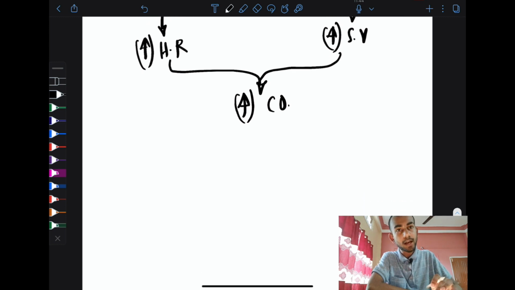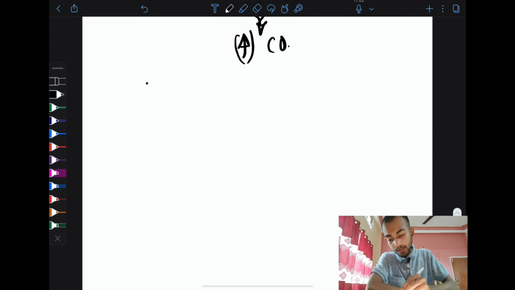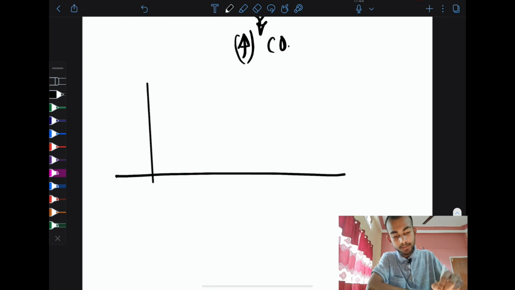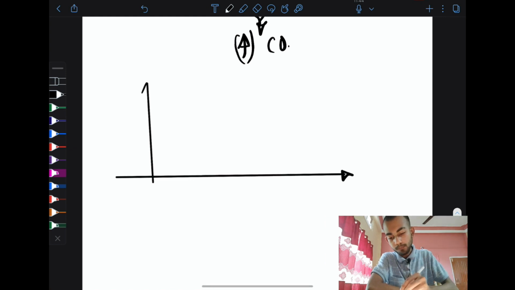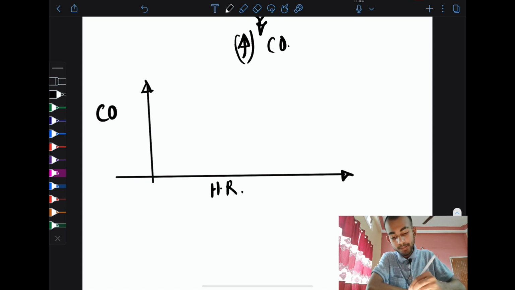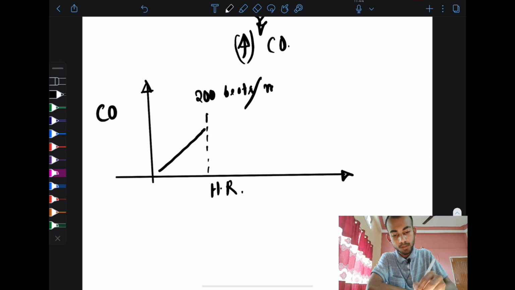But the question is up till how long? This question can be answered by plotting this graph between the cardiac output and the heart rate. We see that there is a linear relationship between the cardiac output and the heart rate up till a certain limit, and that limit is a heart rate of 200 beats per minute. That is, if the heart rate exceeds 200 beats per minute, instead of increase in the cardiac output, the declinement of cardiac output is seen.